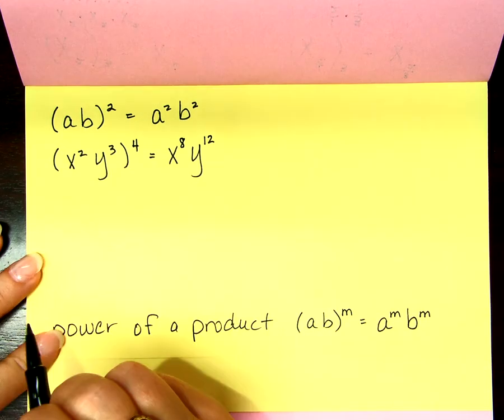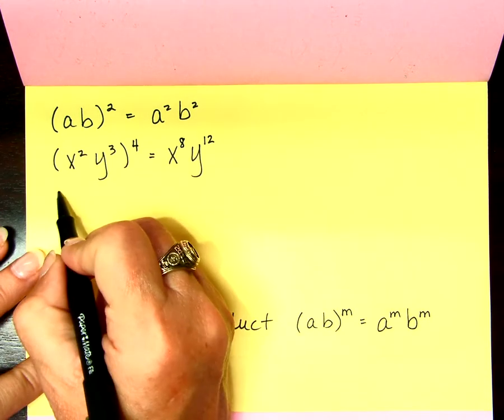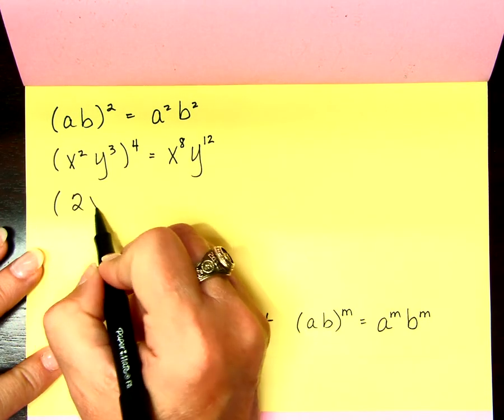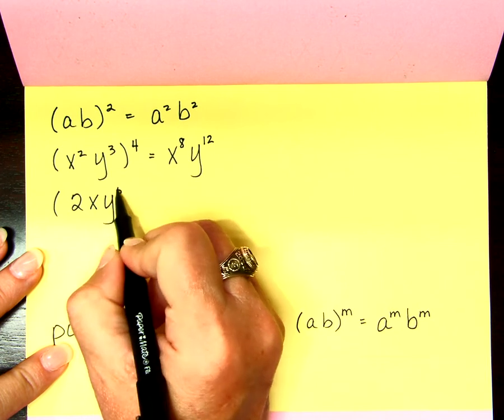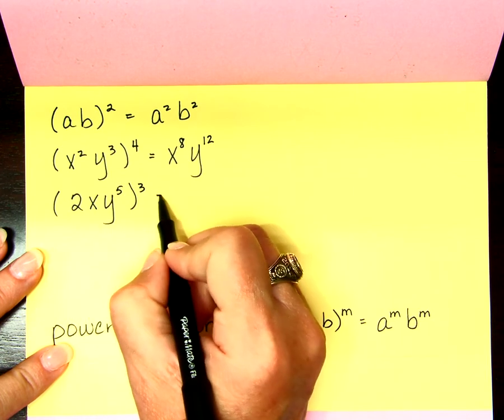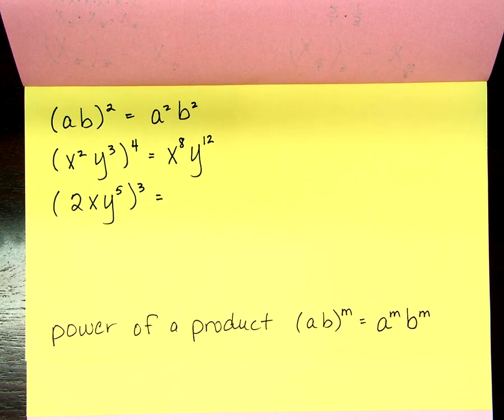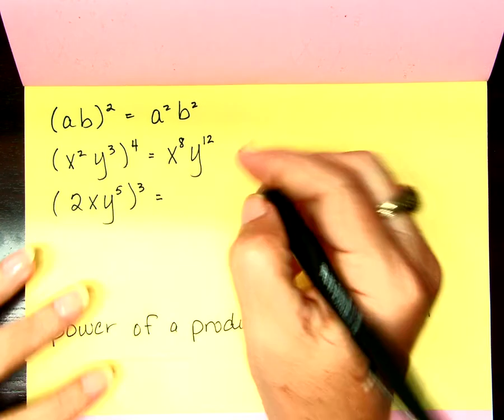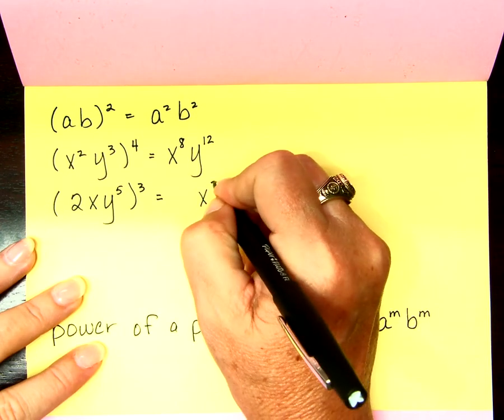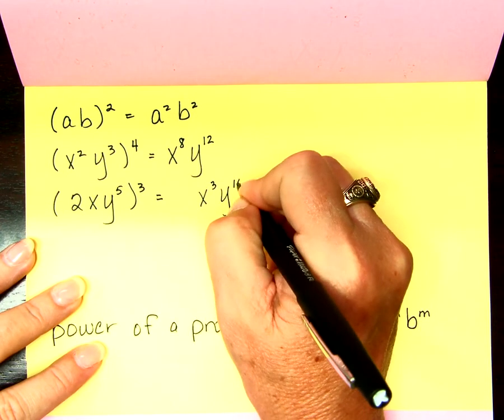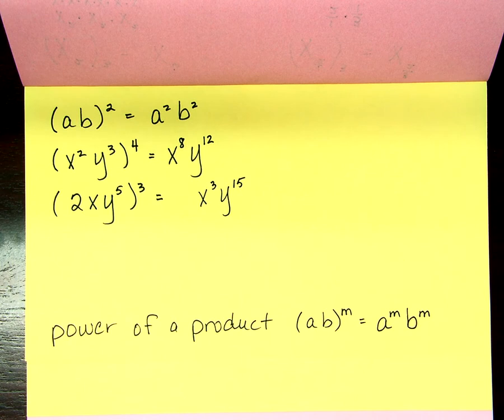Can I try to trick you? Okay. (2x y to the fifth) raised to the third. What do you think? Okay, so I agree with x to the third, y to the 15th, but I tricked you on the first part. Because isn't it everything in there raised to the third power?